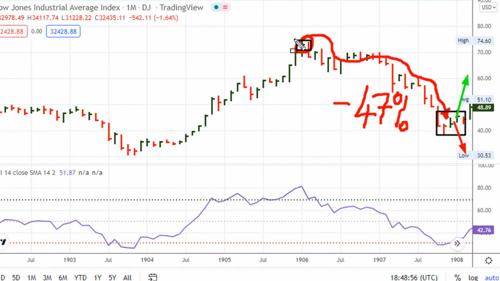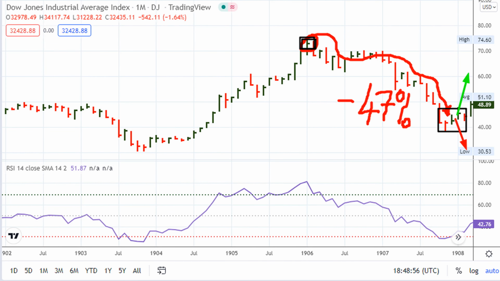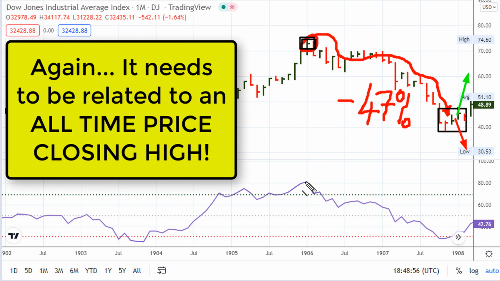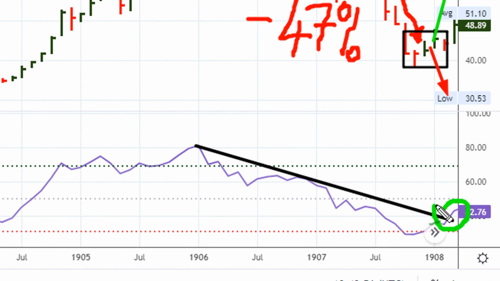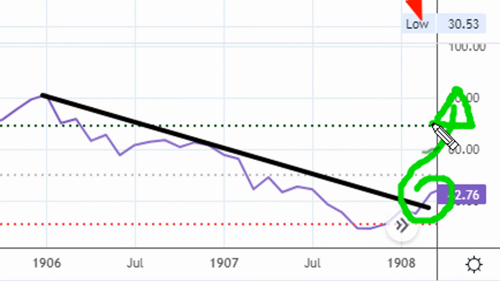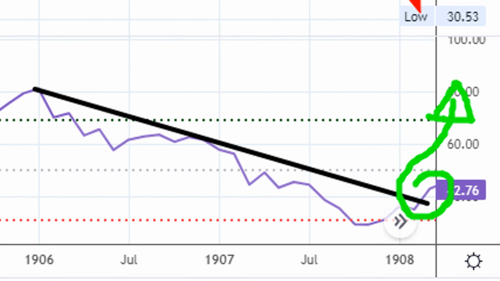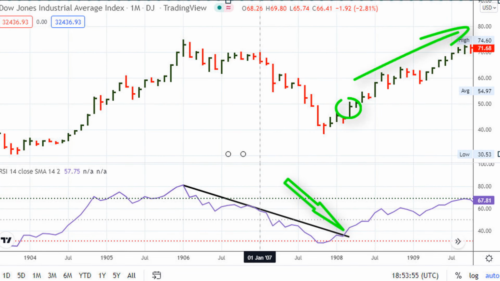Using this all-time monthly closing high in this example, remember it works for all time frames, but the closing high is important. We draw a trend line right there. And once we clear that trend line, the indication is that there's a likelihood that we are now in a new bull market phase. And this is what happened afterwards.